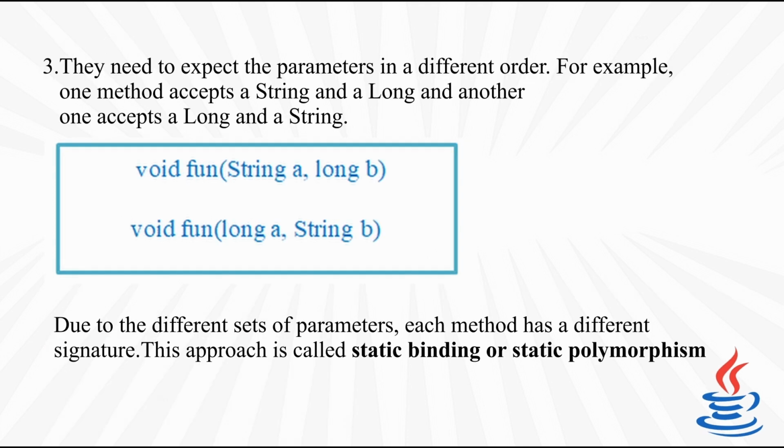Next criteria is, they need to expect the parameters in different order. For example, one method accepts a string and a long, another one accepts a long and a string. This kind of overloading is not recommended because it makes the API difficult to understand. Due to the different sets of parameters, each method has a different signature. That signature allows the compiler to identify which method to call and bind it to the method call. This approach is called static binding or static polymorphism.